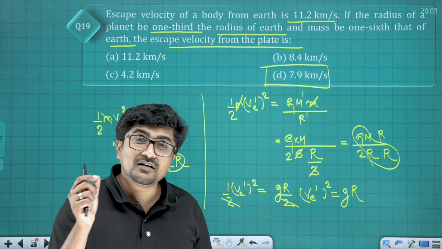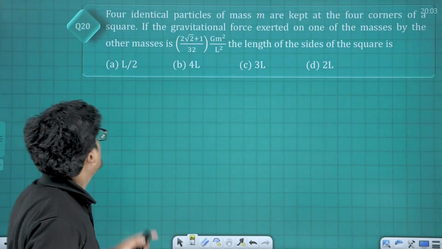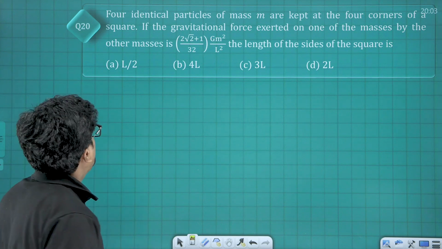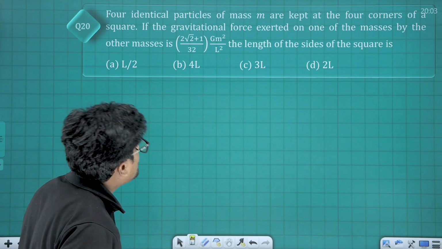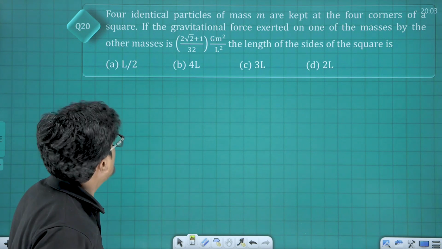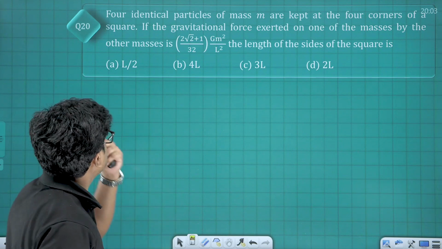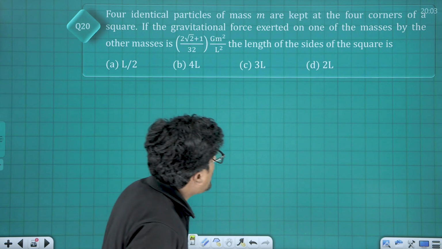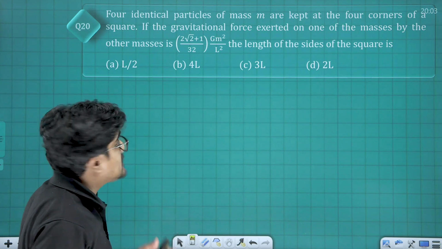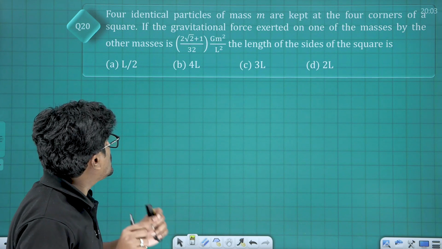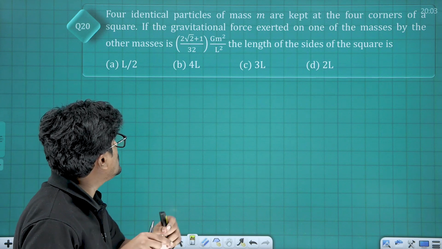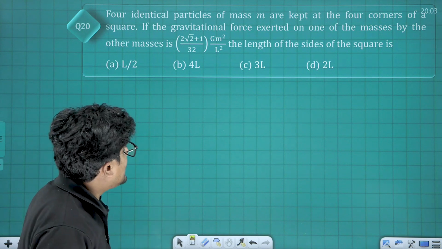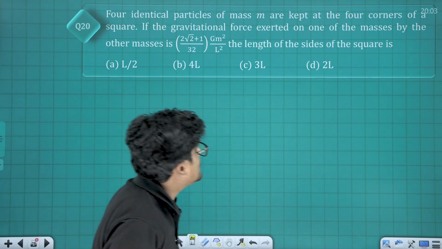Next is question number 20. The question says, 4 identical particles of mass m are kept at 4 corners of a square. If the gravitational force exerted on one of the masses by the other masses is (2 root 2 plus 1) upon 32 into Gm square by L square, then the length of the sides of the square is.